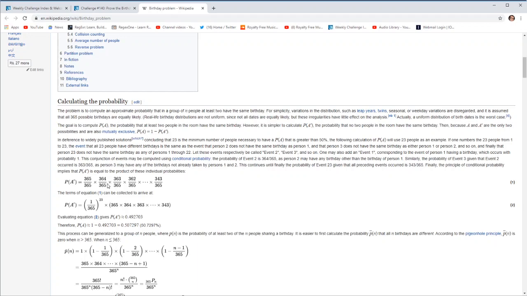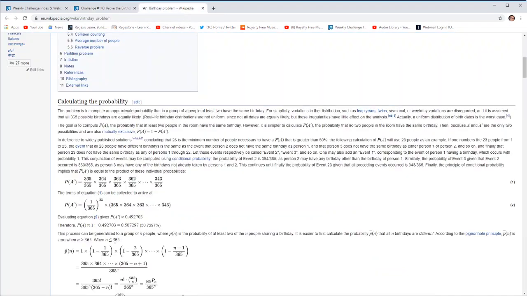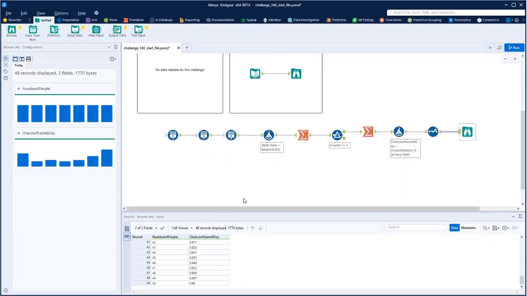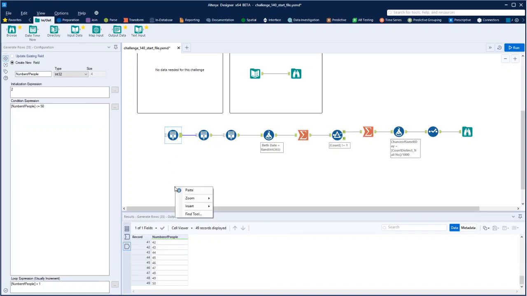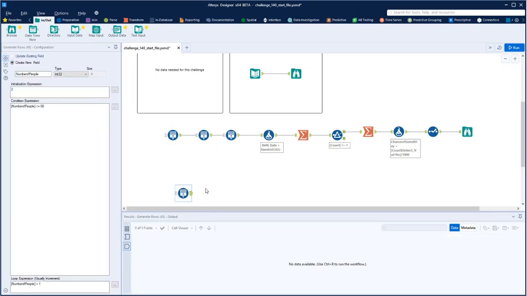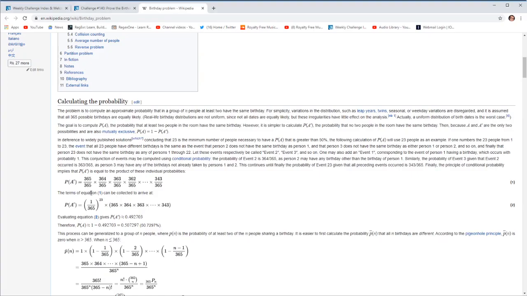So I'm trying to have a go and see if we can generate this calculation and see how close we are to the results we've got in here. I think we can probably use the same, generate our groups. So generate the 2 to 50 people. Now the formula here is basically the number of people minus 1, n minus 1, right?